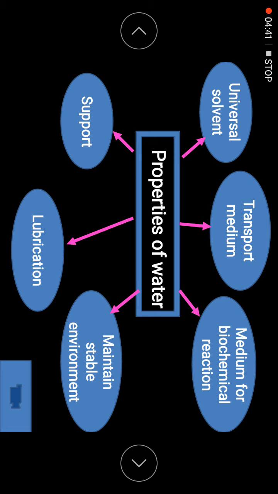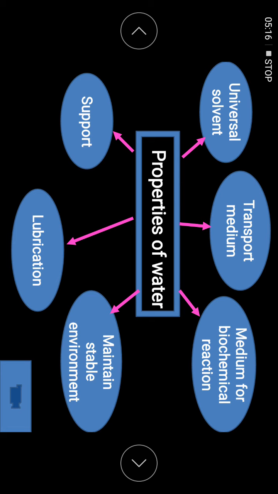For example, universal solvent. Universal solvent means it is a solvent for most of the elements or most of the materials that you can see in the body. Transport medium, an example is your blood. The blood transports oxygen, carbon dioxide, and even nutrients and waste products. But to make this blood, they have 75% of water inside. Without the water, the blood will not flow.